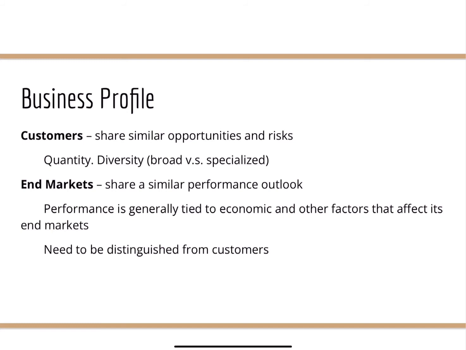And end markets. Similar end markets usually share a similar performance outlook because performance is generally tied to economic and other factors that affect its end market. It is important to know that the customers need to be distinguished from the end market because, for example, the housing end market is completely different from the customers, who can be retailers, suppliers, or even home builders. They're completely different.